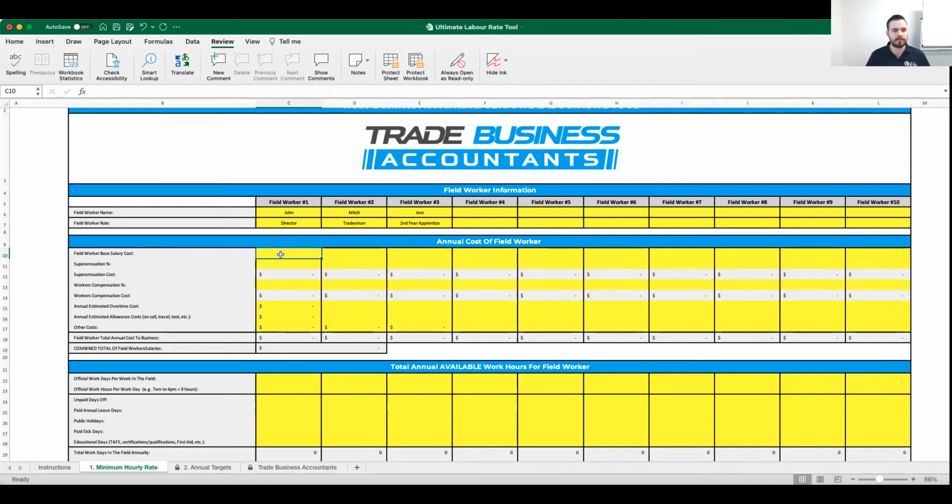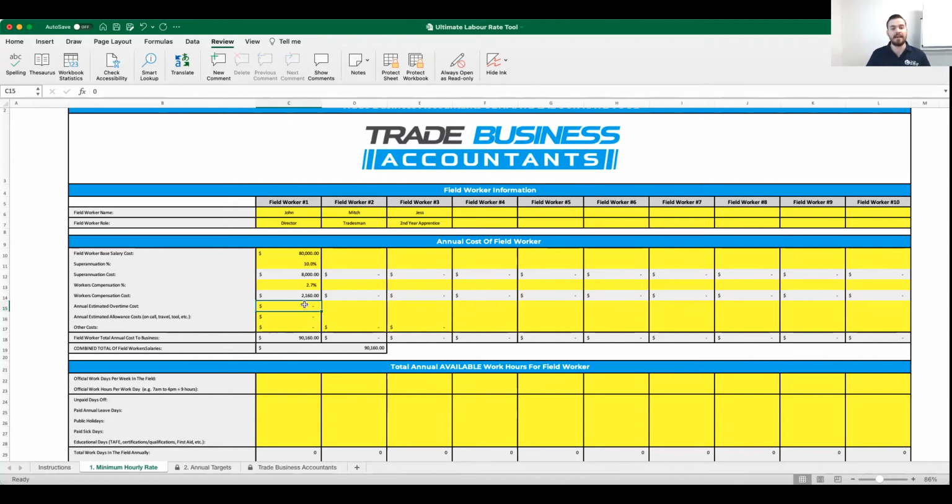So for John, let's say that his base salary cost is $80,000. So he's got a salary of $80,000. Now we want to start factoring in the other costs. So we've got superannuation. This has recently gone up to 10%. Workers' compensation, 2.7%. Again, this can vary whatever state you're in. Just make sure you're aware of what that actually is. Then we've got our annual estimated overtime cost, annual estimated allowance cost, and other costs. Now, for the director, I'm going to assume that these are zero, and more specifically, the overtime cost is zero.